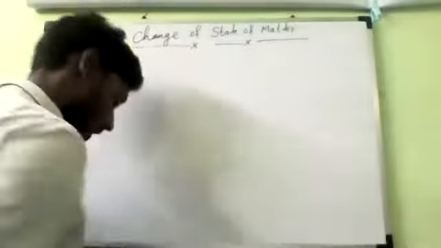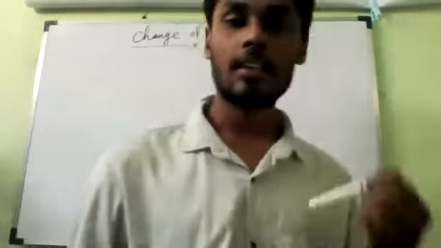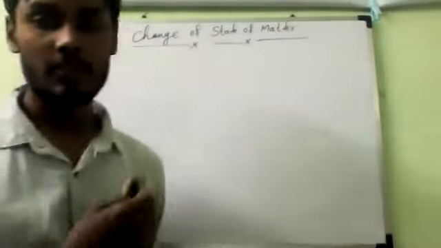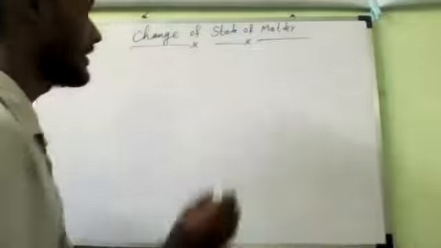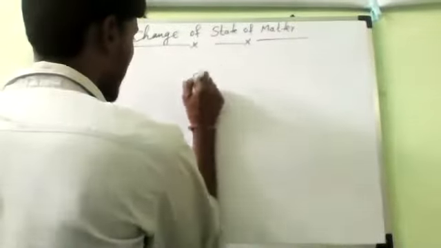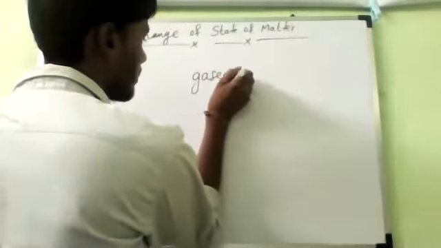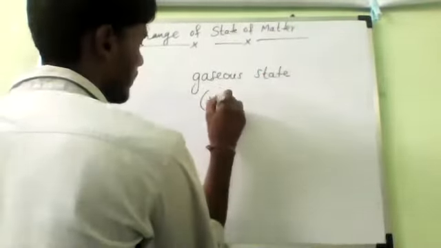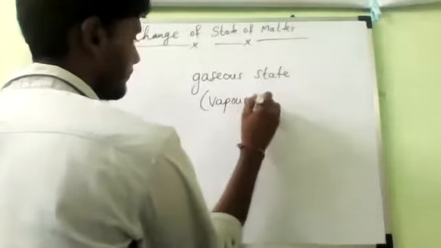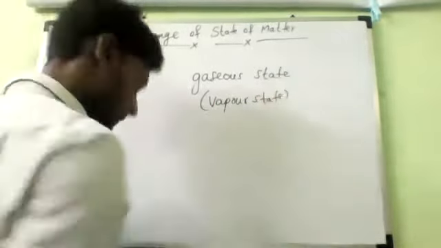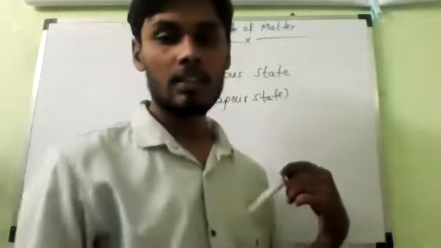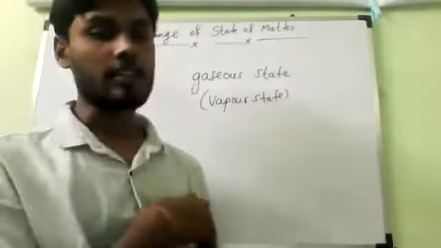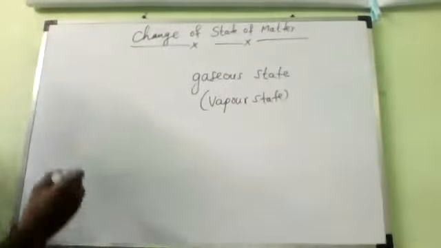Solid state, you write it: solid state, liquid state, and gaseous state. The gaseous state we can also call as what? Vapor state. Gaseous state can also be called vapor state. Next slide. We can change the physical state of matter.